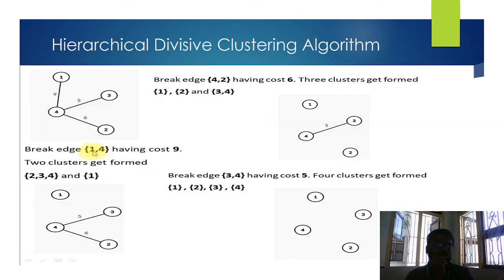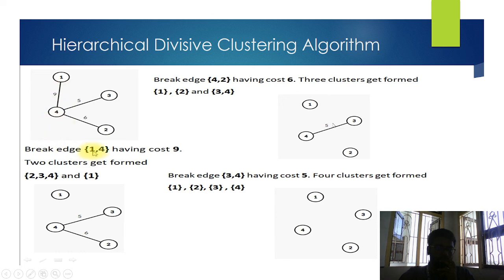After that, what we have to do is break down the largest edge. Here the largest edge is 1 comma 4, having cost 9. So two clusters are formed: 2, 3, 4 and 1. Like this, one cluster is 1 and another cluster is 2, 3, 4. Next we break the next highest edge, that is 6, the edge 4 to 2.